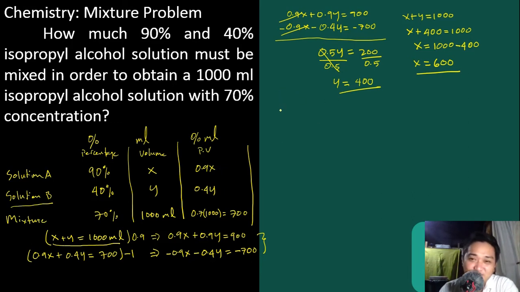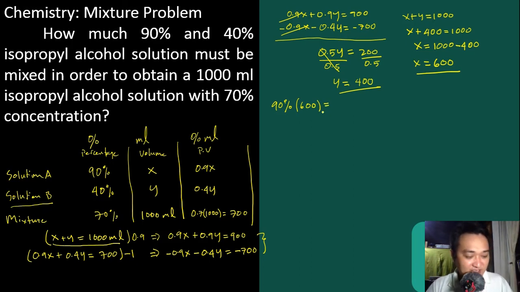Ayan. Now, let us check kung tama yung naging result natin. So, subukan natin, ano? What is 90% of 600? So, 90% of 600, that is 0.9 times 600, that is 540.